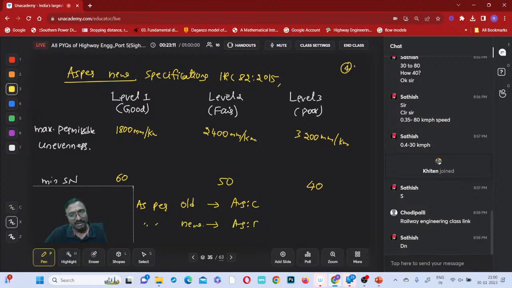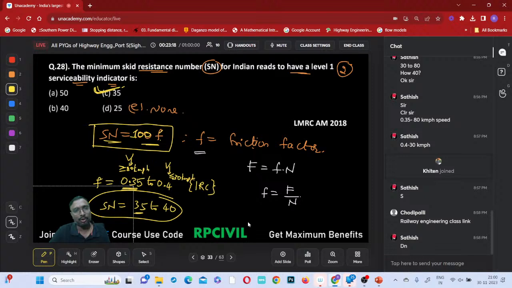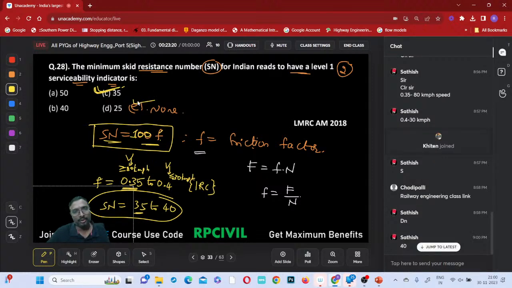E will be the answer, none is the correct answer. All of you, is it clear? So at present, which one do we have to follow? We have to follow the new specification. None of the options, we have to follow the new specification.